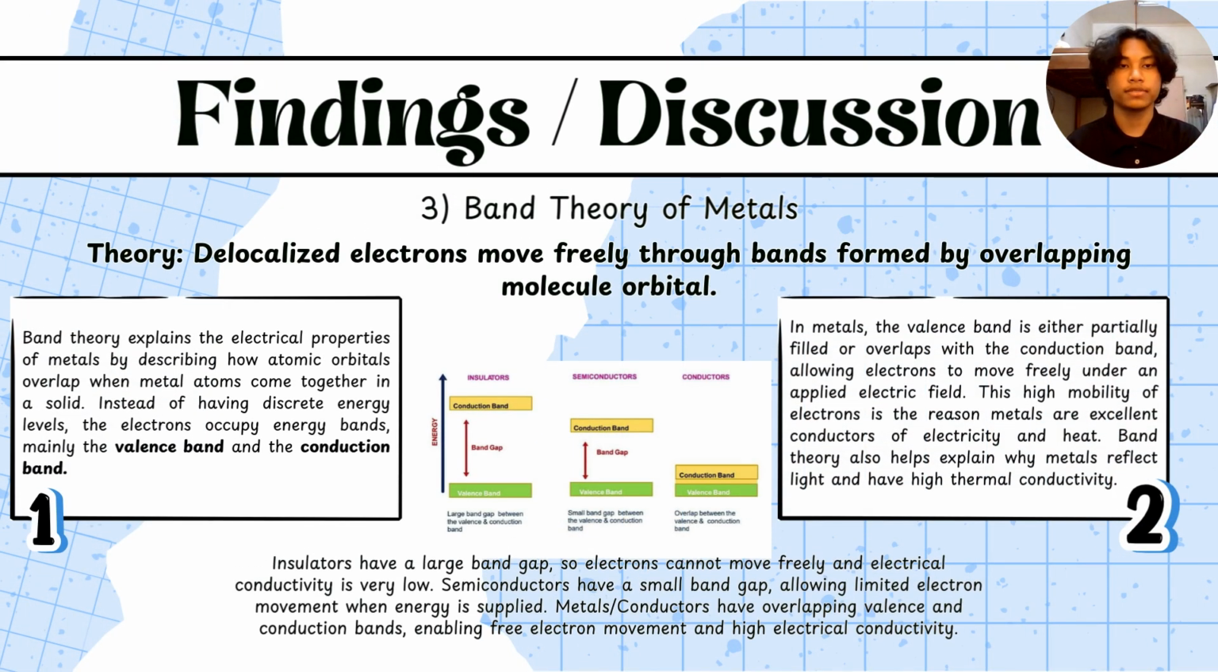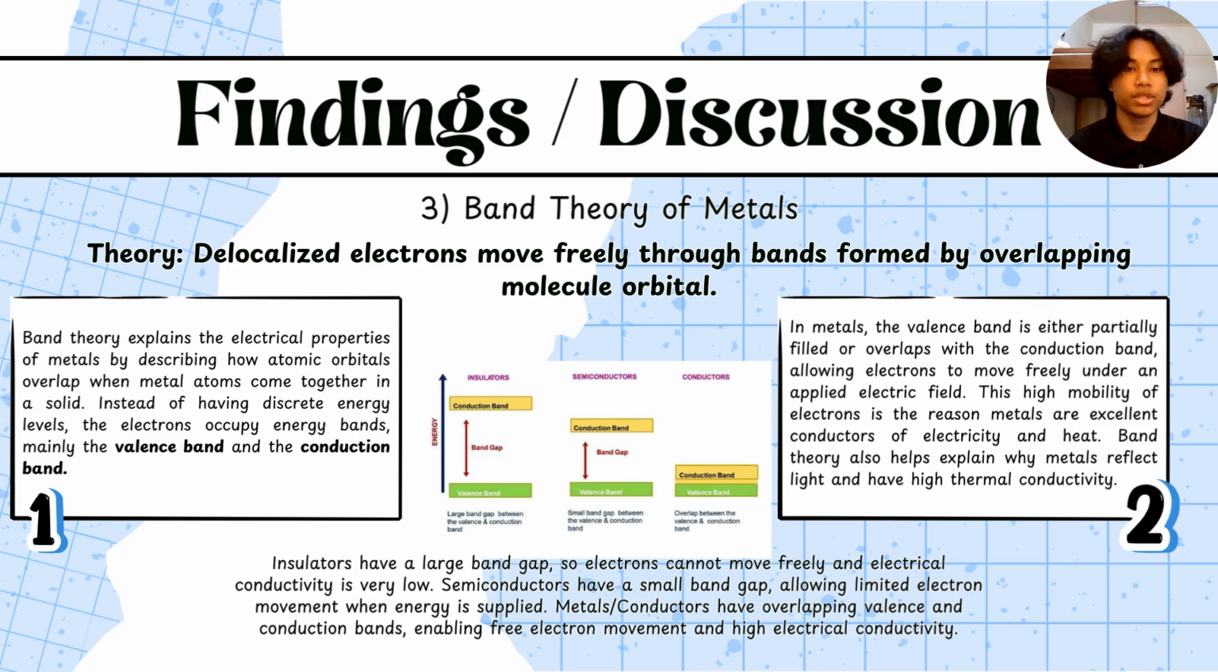Okay, for the next one, for finding and discussion, which is the third one, band theory of metals, which is the theory that localized electrons move freely through bands formed by overlapping molecular orbitals. Band theory explains the electrical properties of metals by describing how atomic orbitals overlap when metal atoms come together in a solid. Instead of having discrete energy levels, the electrons occupy energy bands, mainly the valence band and the conduction band.